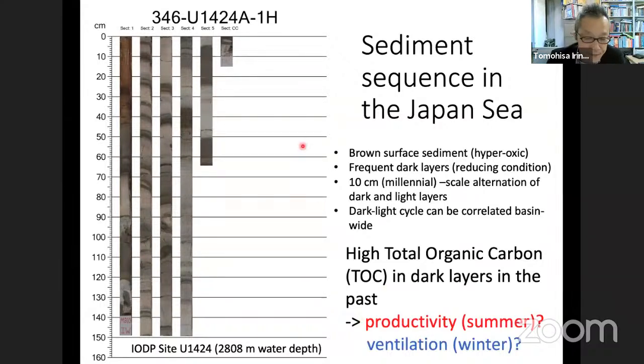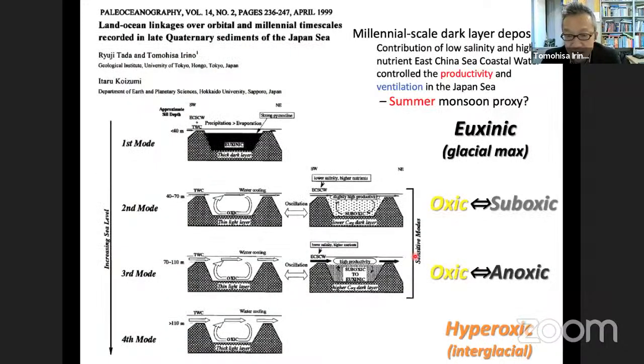So I felt that we need to distinguish the effect of summer production and winter ventilation from the sediment record, to clarify the effect of summer and winter monsoon on the sediments. Classically, this is the well-accepted explanation of the dark-light cycle in the Japan Sea.